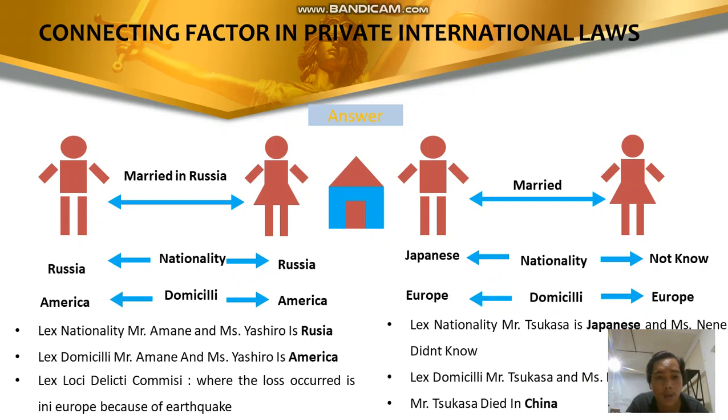Mr. Sukasa and Miss Amane married in Russia. Nationality: Mr. Sukasa Russia and Miss Amane Russia. Mr. Sukasa lacks domicile, and Miss Shiro Amane is America. Lex loci delicti commissi, where the loss occurred, is in Europe because of the earthquake.